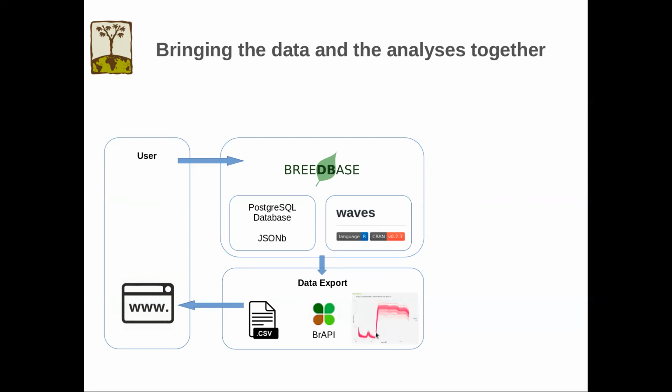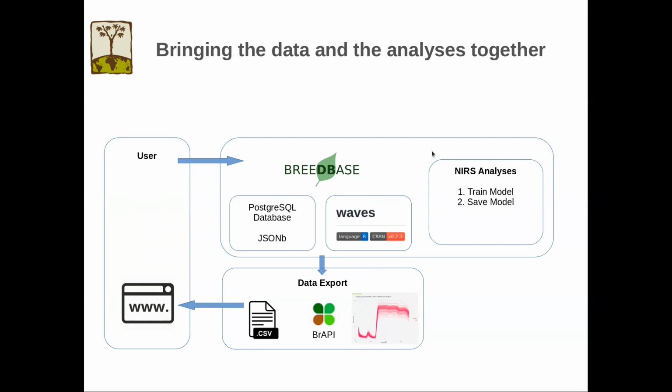So as we'll see later on, this is a plot of the near infrared spectrometry data itself for a number of samples. And the Waves package enables the analysis pipeline, which involves 4 steps. First, training the model for a phenotype of interest, then saving the model into the database, then later predicting new phenotypes for new near infrared spectroscopy data, and finally saving those newly predicted phenotypes. And of course, the user can continue interacting with Freebase to then export those predictions and those models.